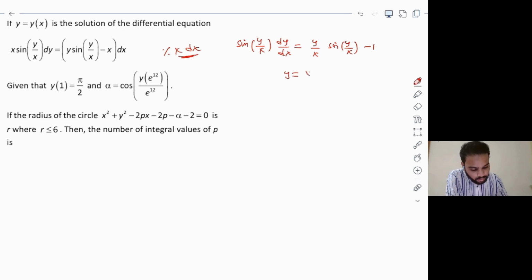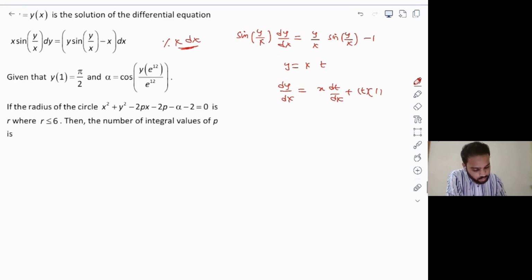The idea is to put y is equal to x into t. That is y/x is equal to t. Now you know what to do. It's a homogeneous differential equation. This will be dy/dx is equal to x into dt/dx plus t into 1. Now we know what to do here. Let's substitute that here. So which will give you sin t multiplied by, this is dy/dx, right? So what is dy/dx? x into dt/dx plus t. And that is equal to y/x, which is t, multiplied by sin t minus 1.